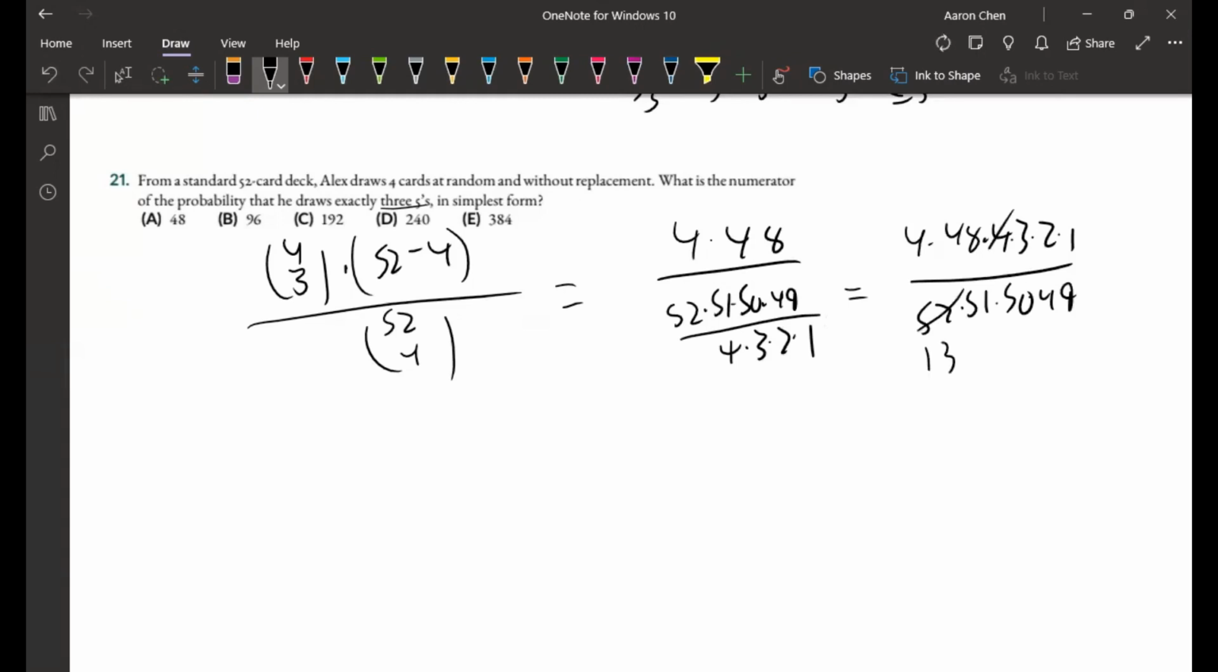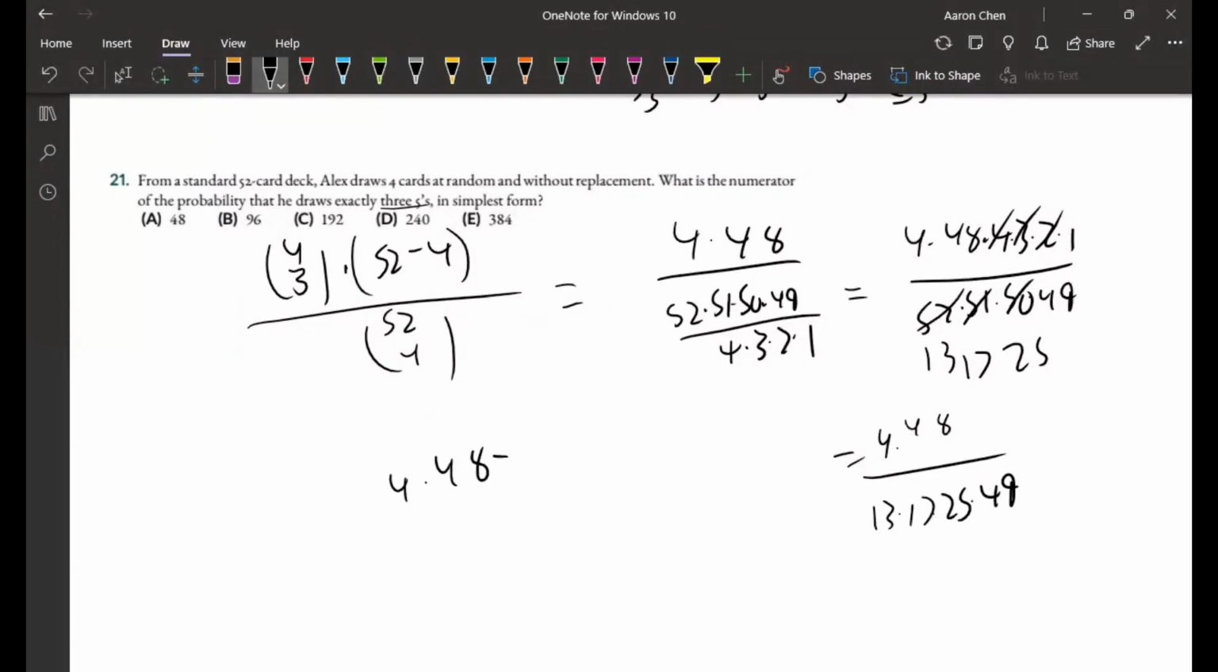And now it's just a bunch of cancellation. So this 4 and this 4 cancel. This 2 and this 2 cancel. This 3 and this 3 cancel. And then all that's left in the numerator is 4 times 48 over 13 times 17 times 25 times 49. So the numerator is just 4 times 48, which is 192. And that is option choice C.